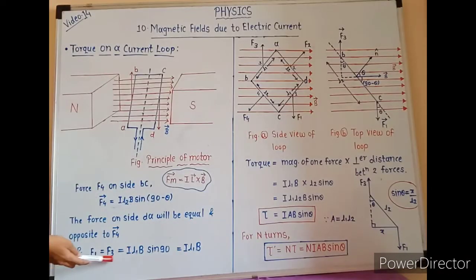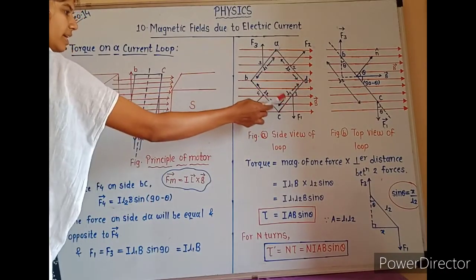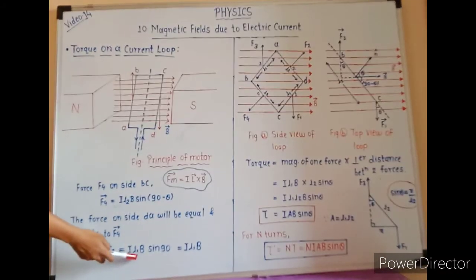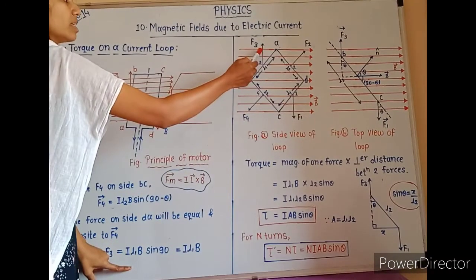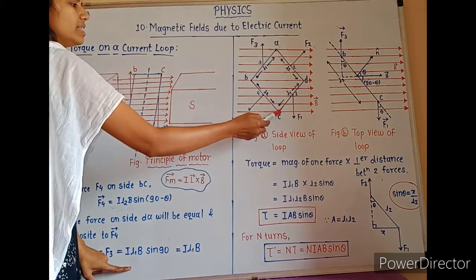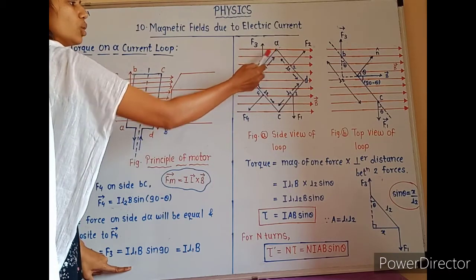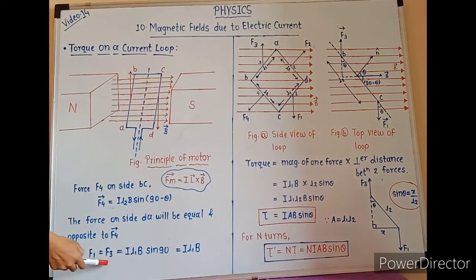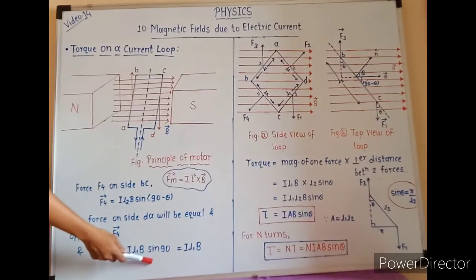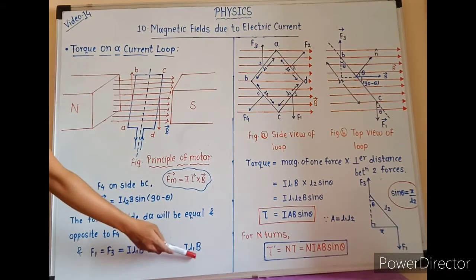Now we will calculate the forces F1 and F3. So F1 and F3 are equal to I into L1 because the length of side AB and side CD is L1. So F1 and F3 are equal to I L1 B sin 90, as we know that this side AB and side DC are perpendicular to this magnetic field B bar. So the angle between these two sides and magnetic field B bar is 90 degrees. But we know that sin 90 is equal to 1. So F1 and F3 are equal to I L1 B.